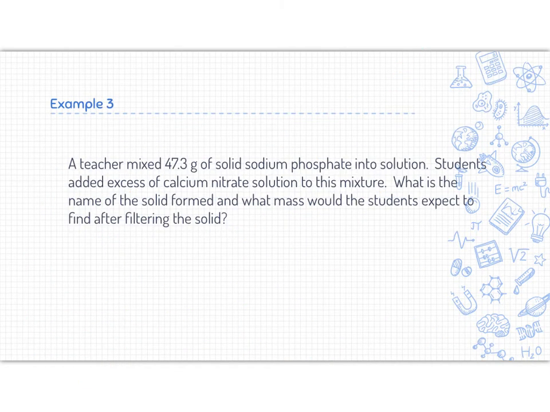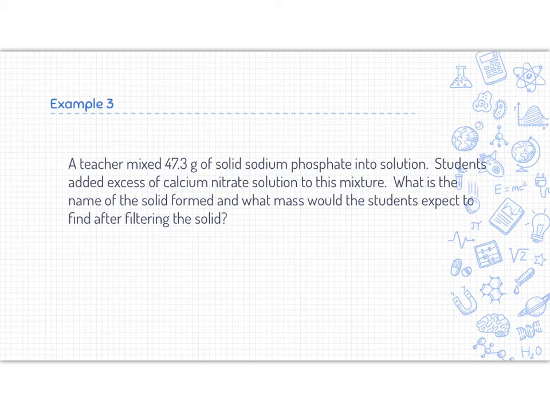Another example here. A teacher mixed 47.3 grams of solid sodium phosphate into solution. Students added excess calcium nitrate solution to this mixture, meaning that we have more than enough calcium nitrate to react with all of our sodium phosphate. What is the name of the solid formed, and what mass would the students expect to find after filtering the solid? So what they're saying is that this reaction makes a precipitate.